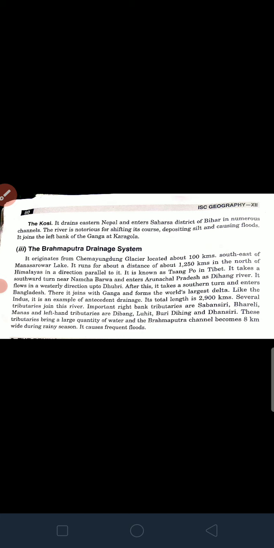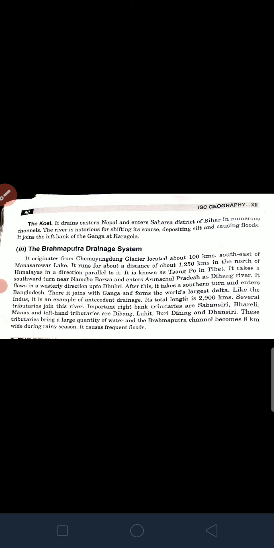It flows in a westerly direction up to Dhubri. After this, it takes a southern turn and enters Bangladesh. There it joins the Ganga and forms the world's largest delta, the Ganga-Brahmaputra delta. Like the Indus, it's an example of antecedent drainage. Its total length is 2900 kilometers. Several tributaries join this river.